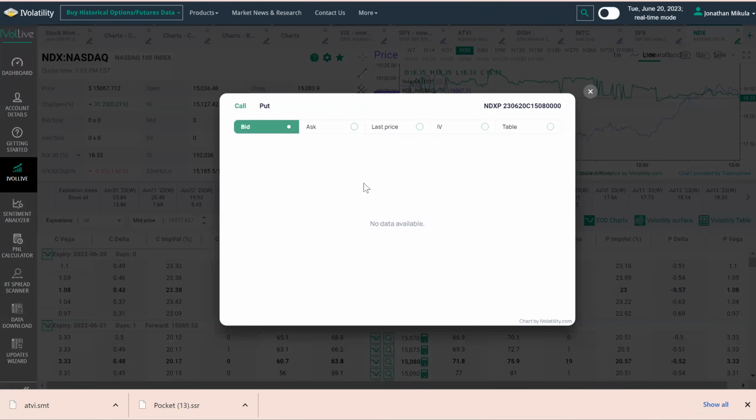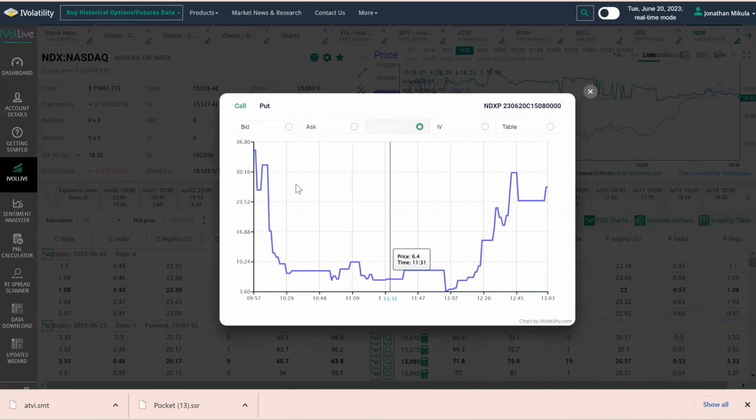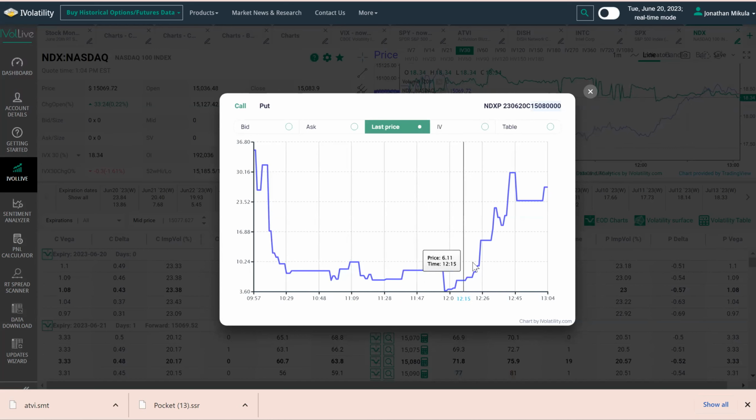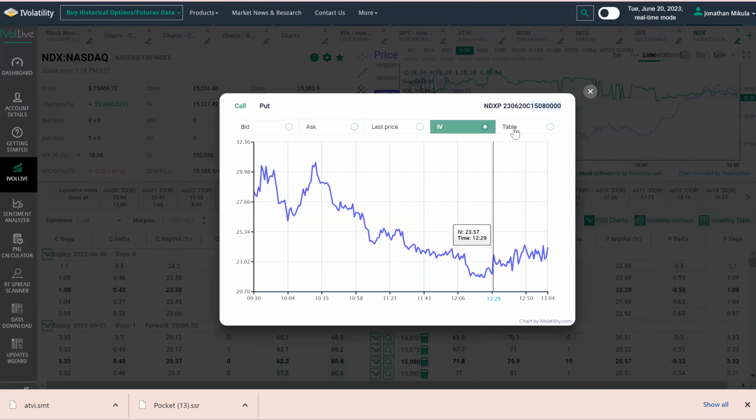There's also the price and implied volatility history charts, which is amazing because bid is whatever, ask is whatever. The judge, jury, and executioner is always the last price. Where did money actually trade hands? For this strike price, you could see there was a drop after the market open, and now there's been an increase in price and in implied volatility. Implied volatility had a fall, and now it's coming higher.